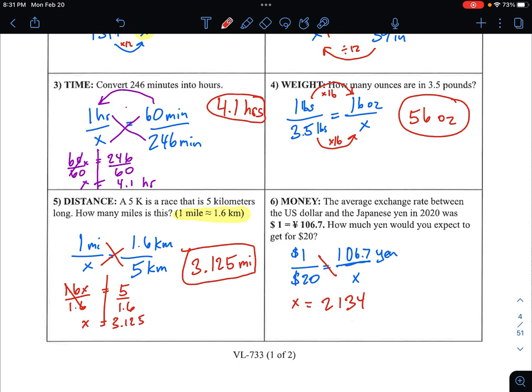You may think like, oh, I have to draw my wall down the middle, but you kind of don't, because there's nothing to solve. You know what x equals. It's 2,134. So what's your answer? It's 2,134 yen. And if you want to be all fancy, let's go ahead and do that yen symbol. That's how much you get for 20 bucks.